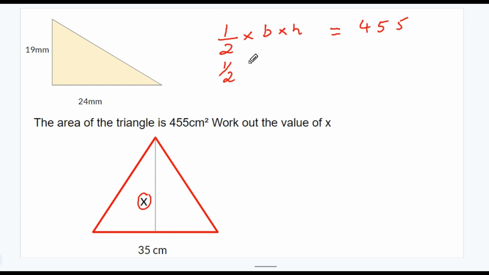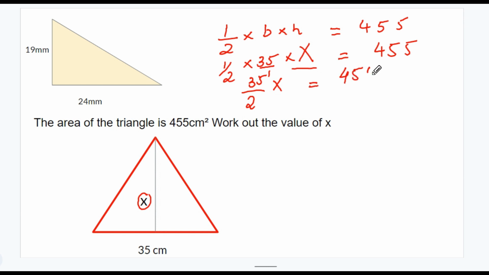Your base is 35 centimeter and height is x centimeter. So here you need to find the value of x. How can we do? Look, 2 and 35 cannot be simplified, so we can multiply the top and the bottom numbers. 35 times 1 is 35 and 2 times 1 is 2, and this x will be written as it is, right? So now look at, we are again in the same situation.